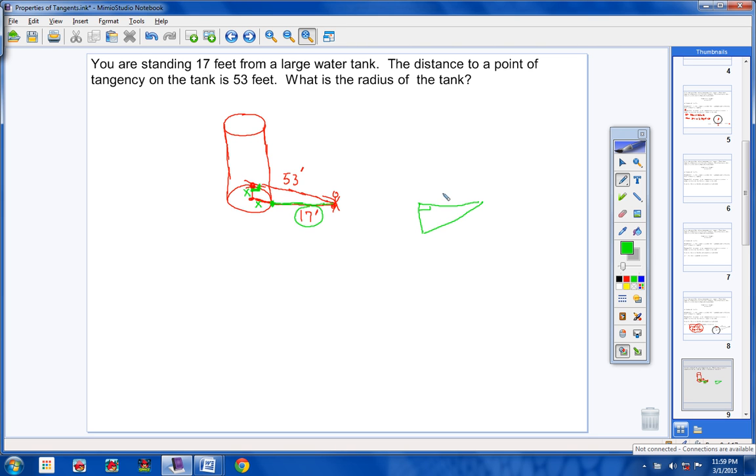Now this length here is 53, okay? Now this length here is X. And then of course here, from here to here is my X. Y'all see it a little better, okay?